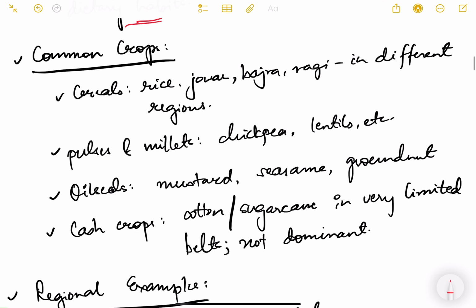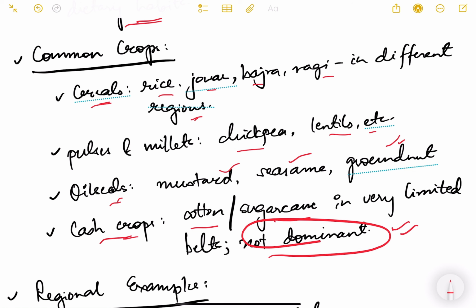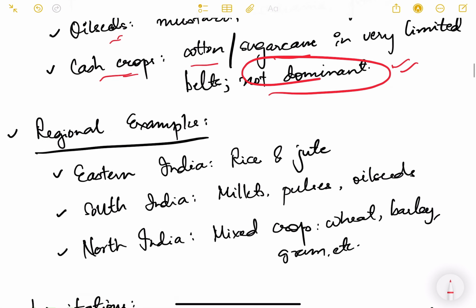Now, what were the common crops grown during this period? Cereals were grown like rice, jowar, bajra, and ragi in different regions. Pulses and millets like chickpea, lentils, etc. were also grown. Oilseeds were grown: mustard, sesame, groundnut. Cash crops like cotton and sugarcane were grown in very limited belts but were not dominant. So these were some of the crops that were grown.